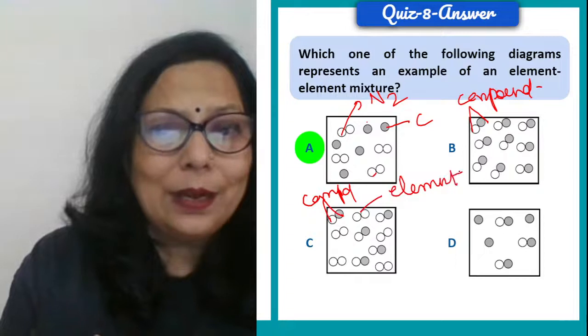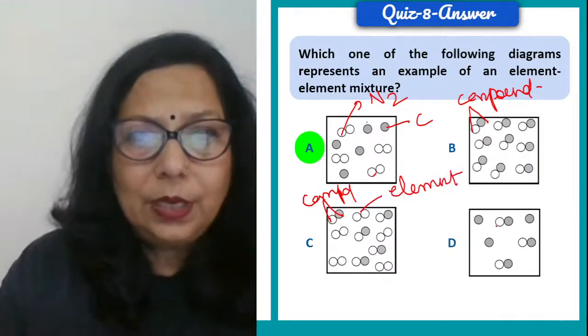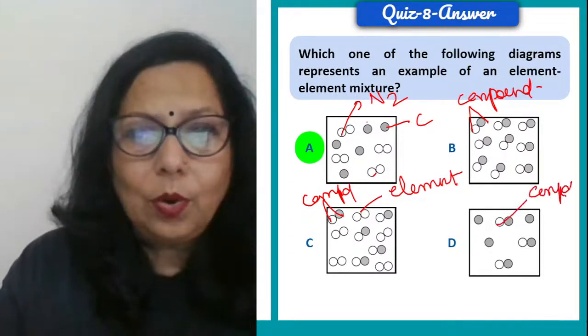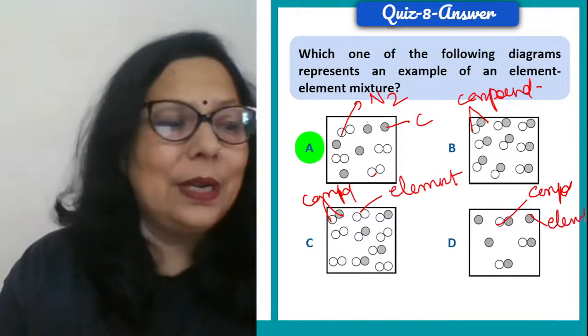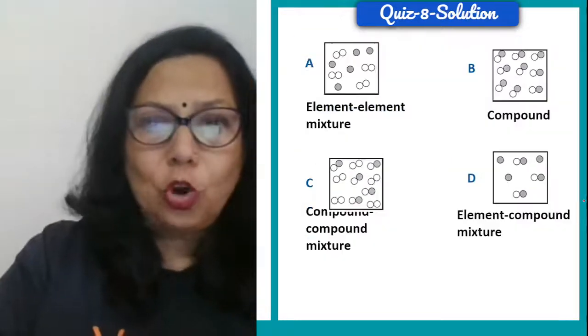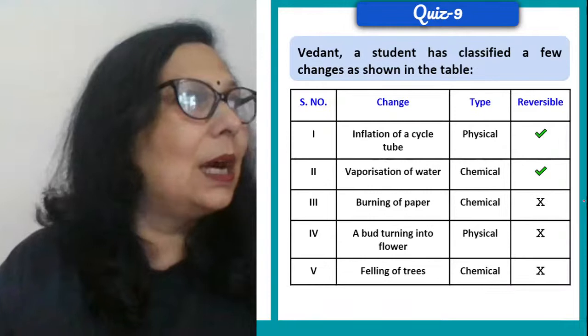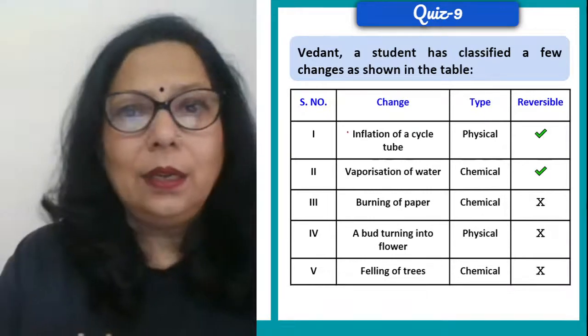तो ये एलिमेंट एंड कंपाउंड का मिक्सचर है. ये कंपाउंड और ये एलिमेंट, ये भी एलिमेंट एंड कंपाउंड का मिक्सचर है. सो ऑप्शन ए. नेक्स्ट कम्स क्वेश्चन नंबर 9.